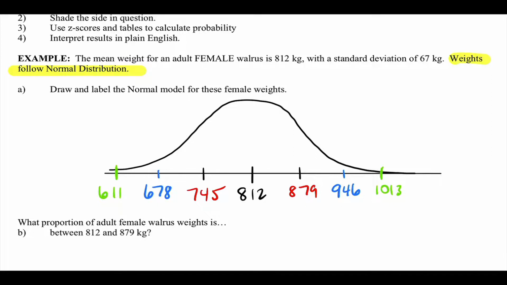You don't have to do different colors. I did different colors just to show them. But that's what draw and label means. Draw and label means draw and label, right? Draw and label so that I know the mean is 812.